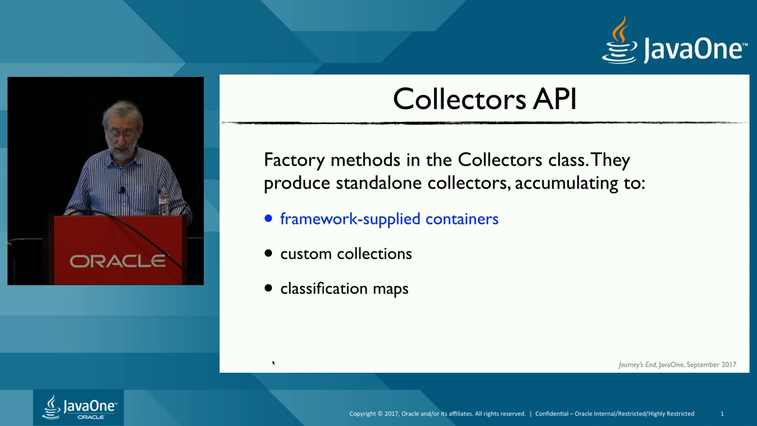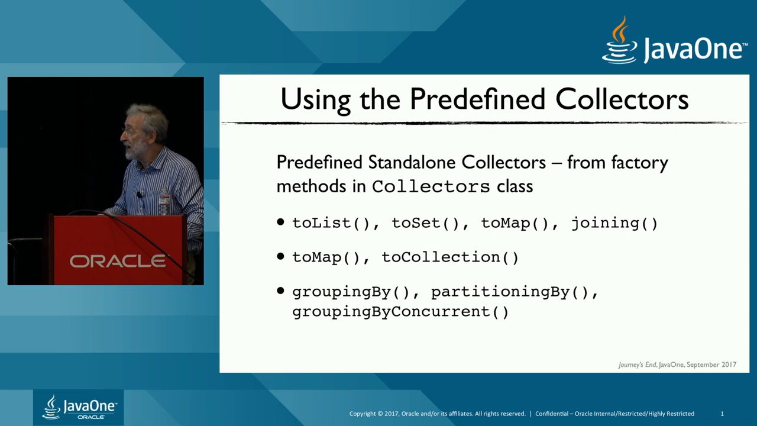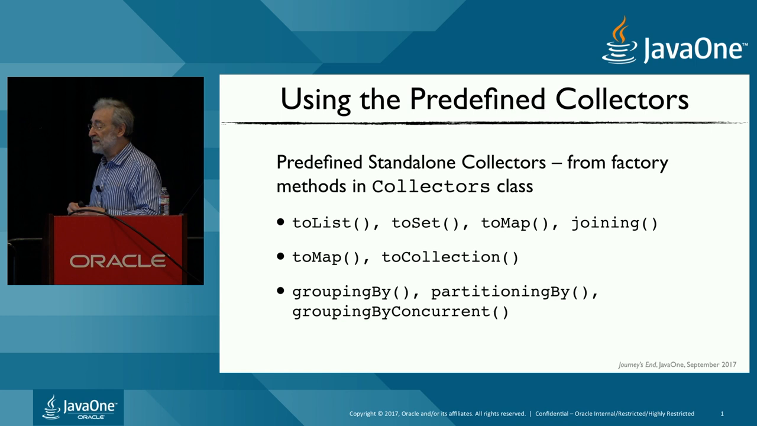So the predefined collectors are kind of straightforward. They come from factory methods in the Collectors class. I'm not going to be writing Collectors.toList and Collectors.toSet because it would make the slides unreadable. But any time you see methods like this, this is what they are. They come from that class.